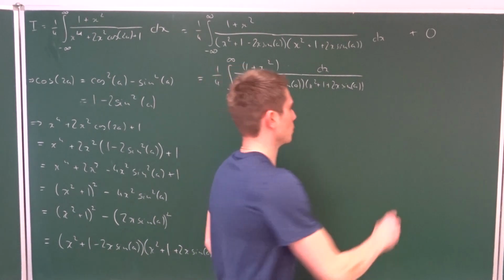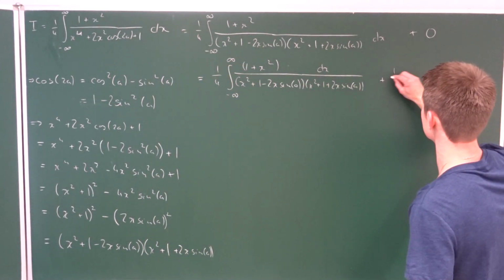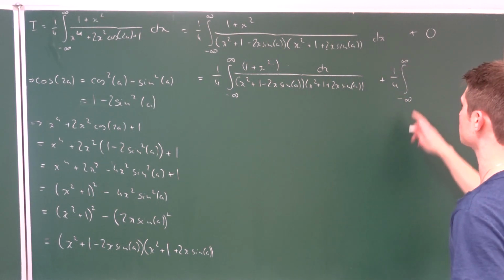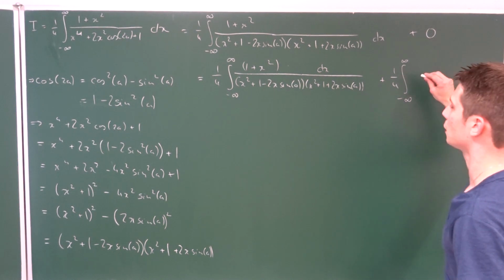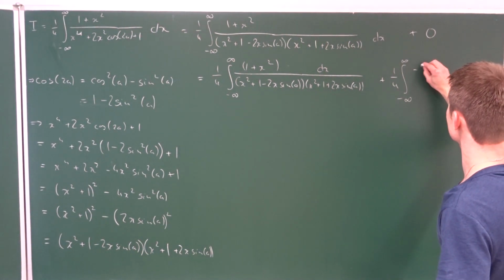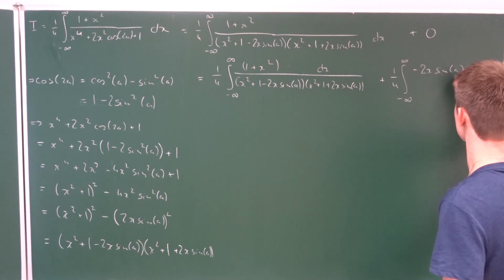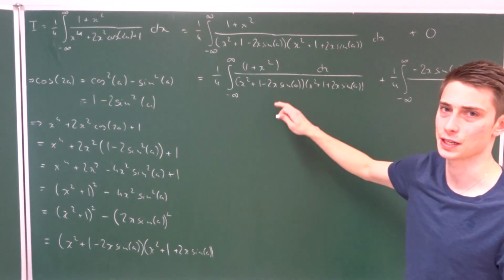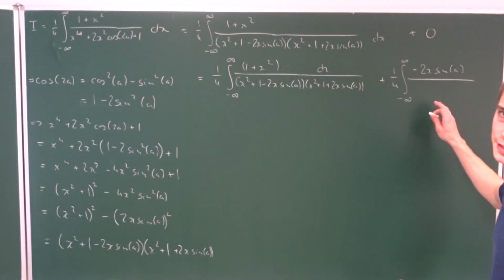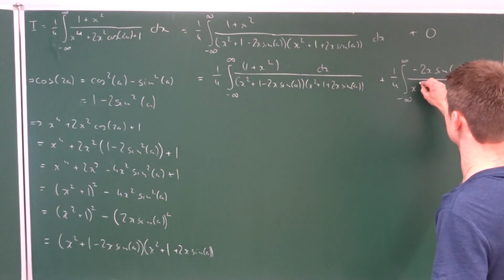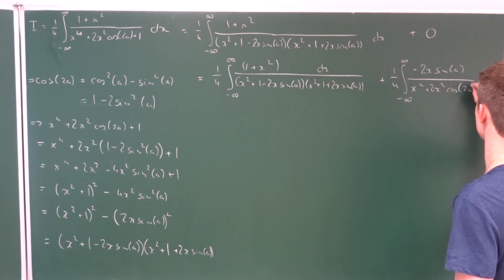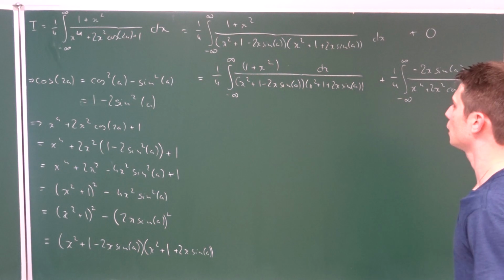Okay, and now the plus 0. So the 0 is nothing else than 1/4 times the integral from minus infinity to infinity of, okay, what do we get? Maybe we can say this is nothing else than minus 2x sine of a divided by our original denominator, or this denominator, it doesn't matter, it's the same term, so I will just use this one because it doesn't use up too much space. So x to the 4th plus 2x squared cosine of 2a plus 1.